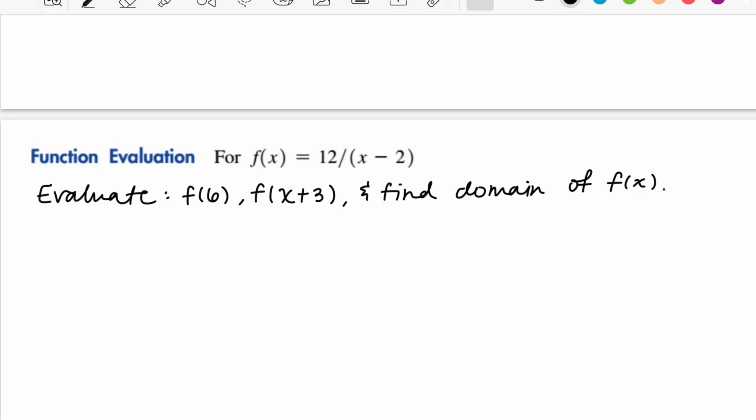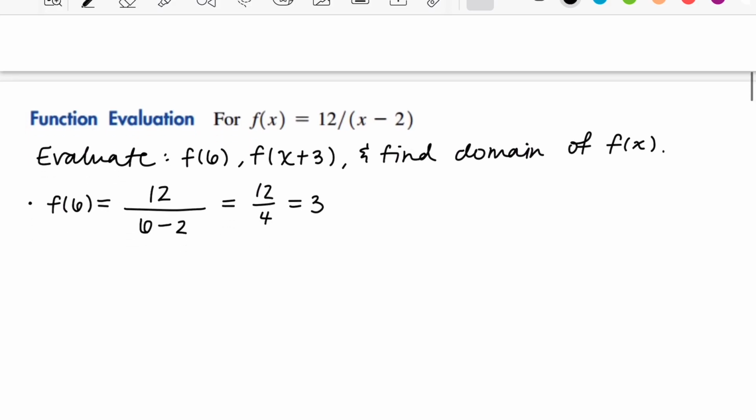So the first thing that we're going to do is look at f of 6. And all this means is that we're plugging in 6 into our f of x function, we're plugging in 6 wherever we see an x. So we have 12 divided by 6 minus 2. So we end up with 12 over 4, and that's equal to 3. Okay, so not too bad.